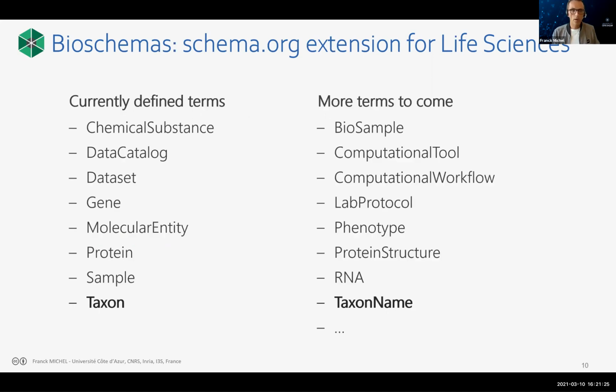Okay, so there are quite a lot of terms that have already been tackled in the context of Bioschemas. There are terms to denote proteins and genes, datasets, or it's an enrichment of what already exists in schema.org in that case. Some more terms are making their way through the process, like BioSample or ComputationalWorkflow. And there exists a biodiversity group within the Bioschemas community that has started by defining two terms that I will describe a bit more in detail now, which are Taxon and TaxonName.